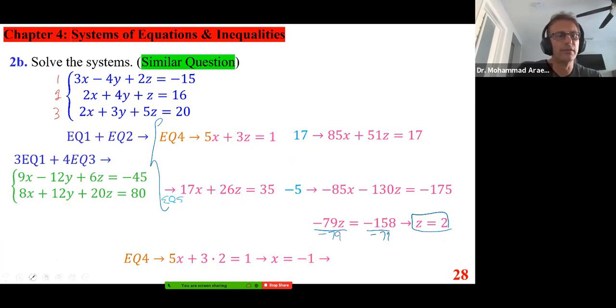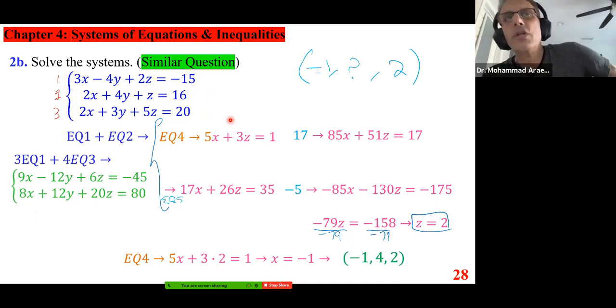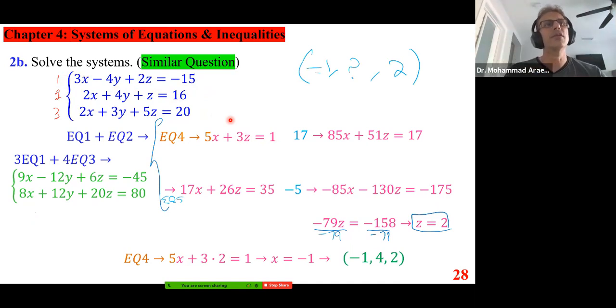So what we have so far is x equals negative 1, y is missing, and z is equal to 2, and all you have to do is choose one of the original equations and come up with the y. I'm going to leave it for you to do that. And after you come up with the answer, you must check with the other two equations to be on the safe side. I can't emphasize this enough.